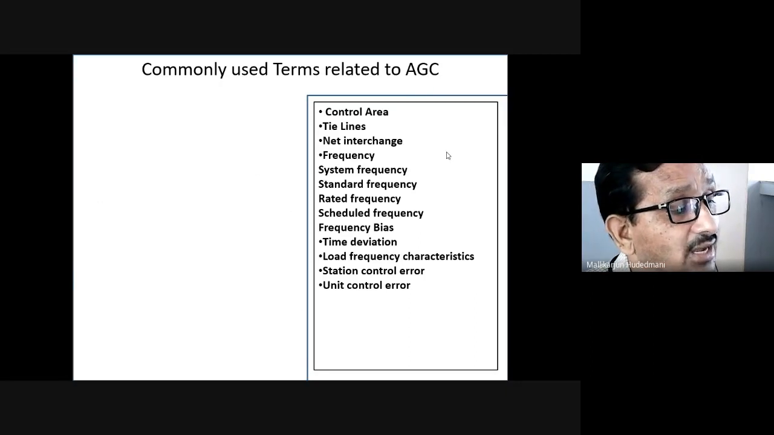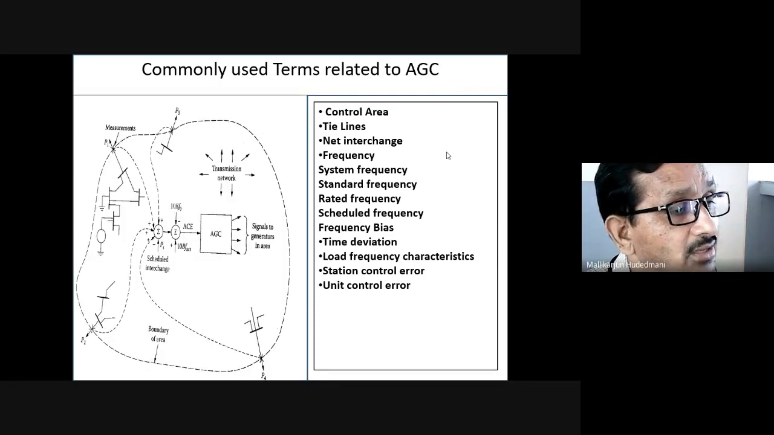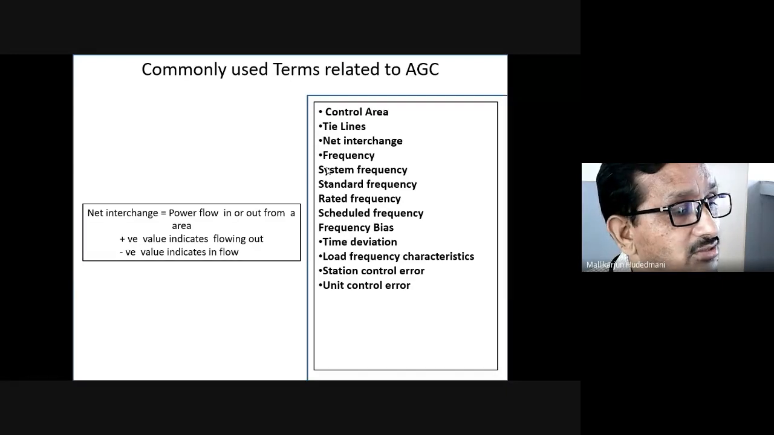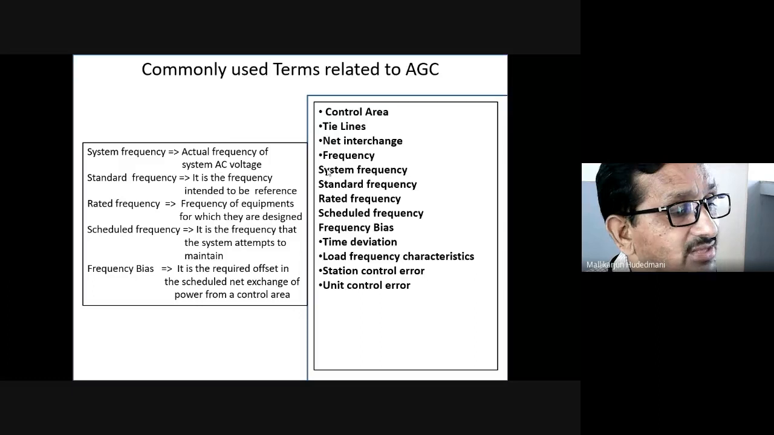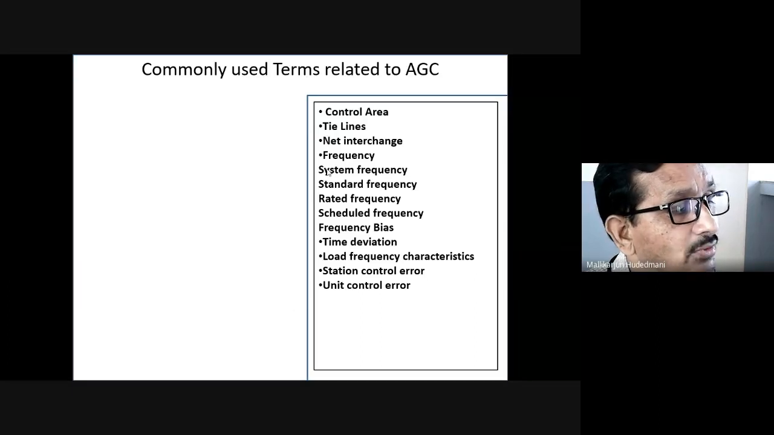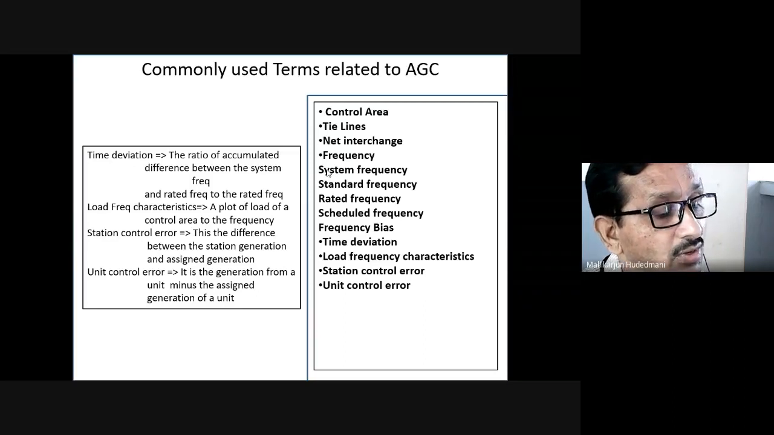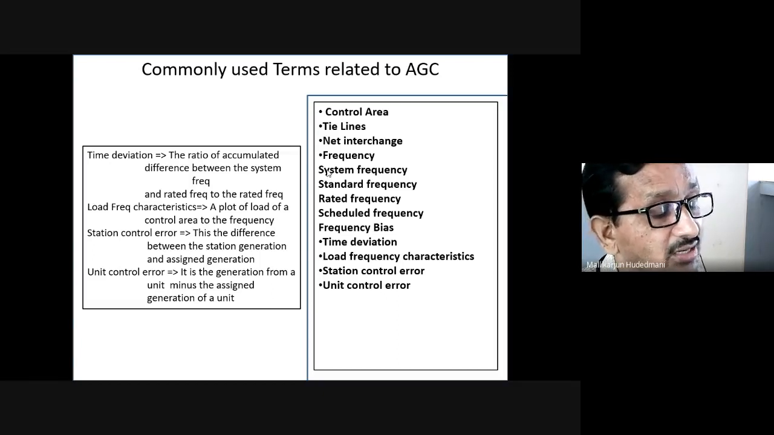I just go back here and review it once. This was the area we were discussing, the control area. Then we came to tie line, we came to the net exchange concept, we came to different definitions of frequency, and some other definitions. So this is how we have come to know the basic definitions. In the next class, we go ahead with further discussions.